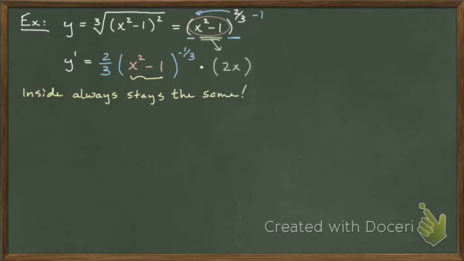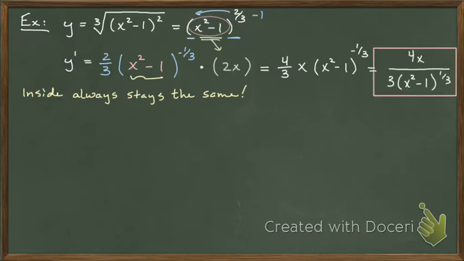Okay, inside stays the same. Multiply by the derivative of that x squared minus 1, and I get a 2x. I can simplify a little bit. 4/3 x times x squared minus 1 to the minus 1/3. And then I can make that with a positive exponent and write my quotient then. Okay? Derivatives, not so bad. It's just we have to pay attention to what the layers we're working with are and how the chain rule is going to come about with the specific example that we have.